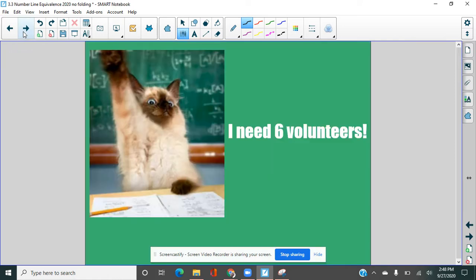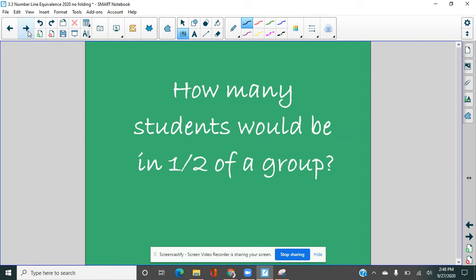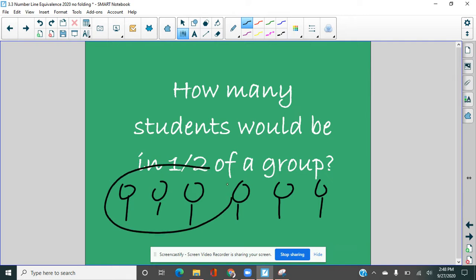All right, let's continue. Let's imagine we had 6 students. So imagine there are 6 of you. If there were 6 kids up there, let's draw them. How many would be in half? How many would be half of the group? Yes, right? Three. Three would be half.